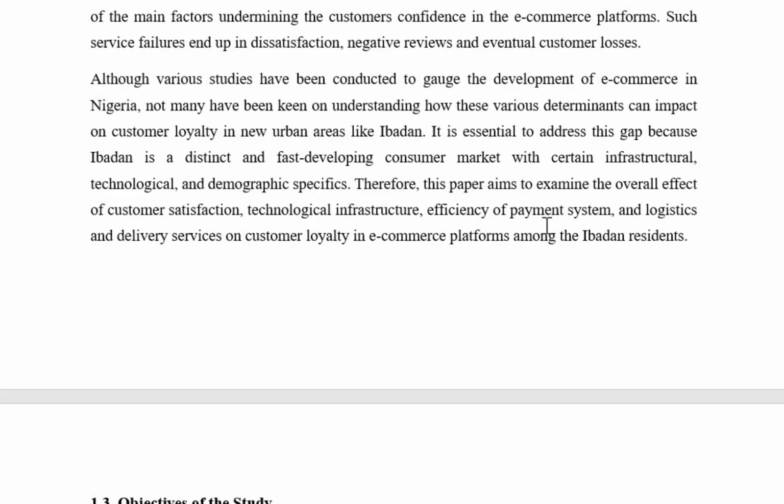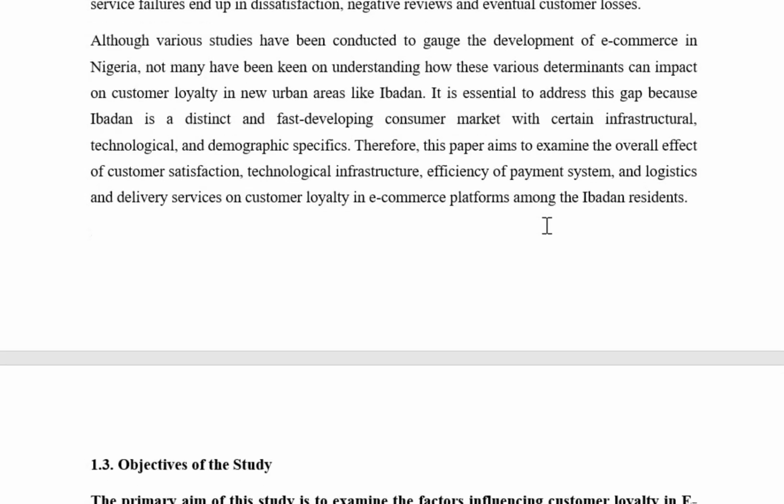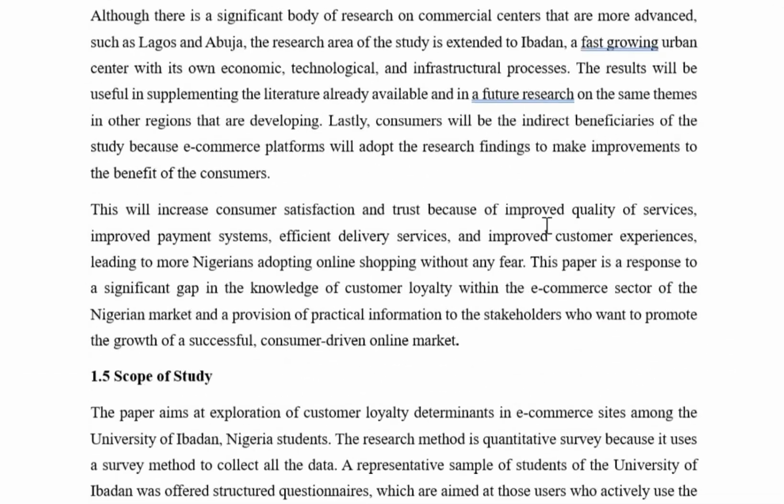Other people will just look at logistics and delivery effects on e-commerce platforms. Other papers look at customer satisfaction on e-commerce platforms. There are even some papers that I wrote on customer trust on e-commerce platforms. But my own is factors, determinants. So I comprise more than one independent variable in my topic. So that is what makes it unique and different from others. That's what makes the research gap.